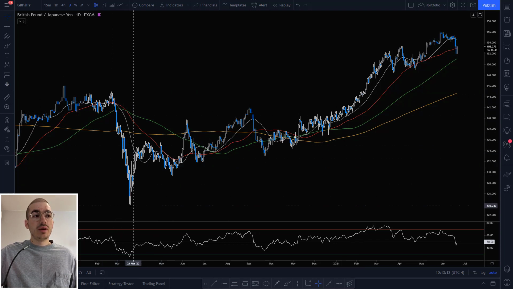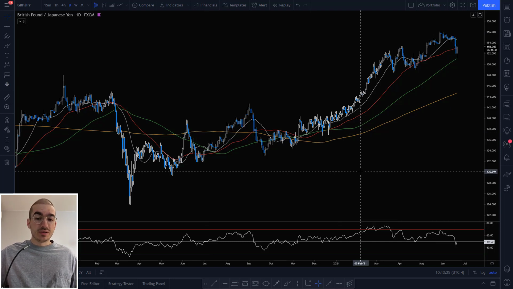So this was the COVID crisis that we had last year. So big sell-off at the beginning. Then we had the recovery phase. So GBP yen went into an uptrend because of the fundamental reasons that we had behind it. GBP was a strong currency, yen was a weak one. So we had a nice uptrend on this pair.